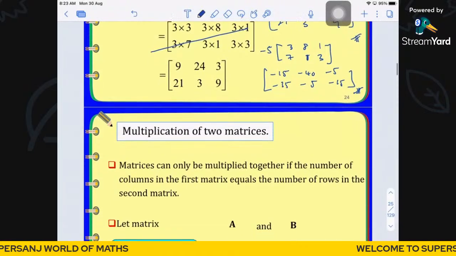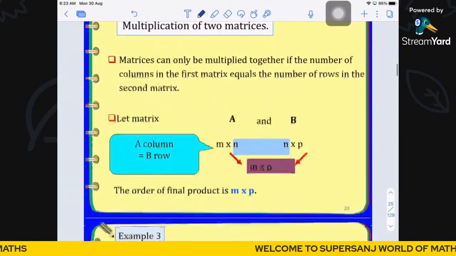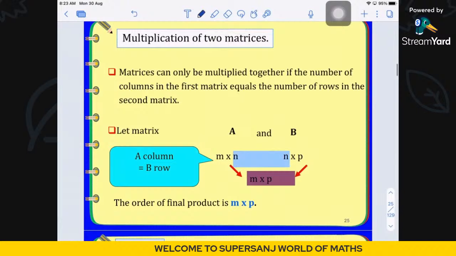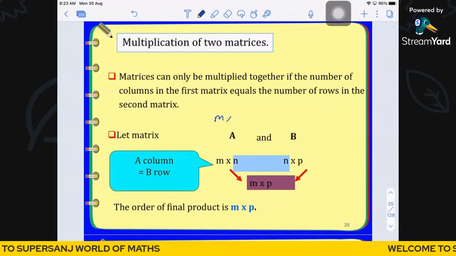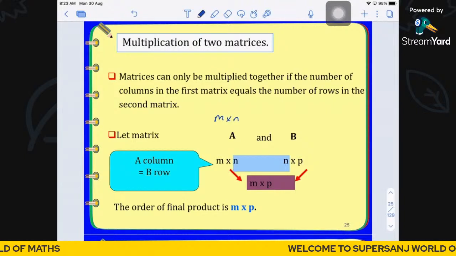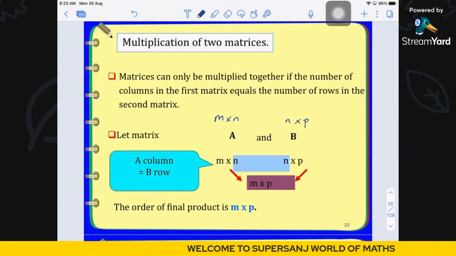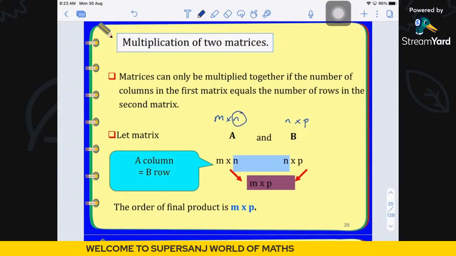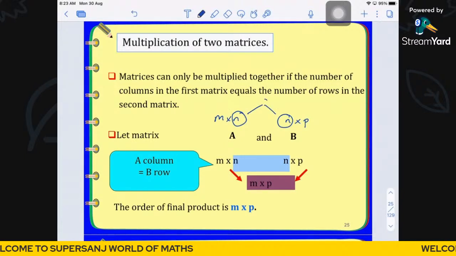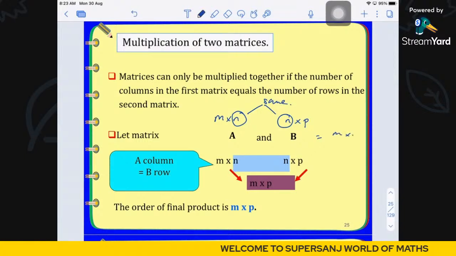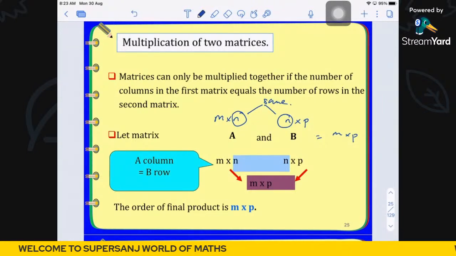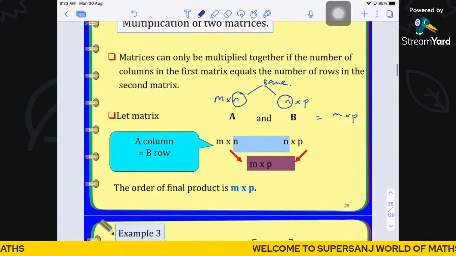The next one is more interesting, which is called the multiplication of two matrices. Under the multiplication of two matrices, this is only possible if matrix A has the order of m times n, and matrix B has the order of n times p, such that the order over here is the same. Then the matrices can multiply and give me the order of m times p. So the final product will have the order of m times p. Clear until then?